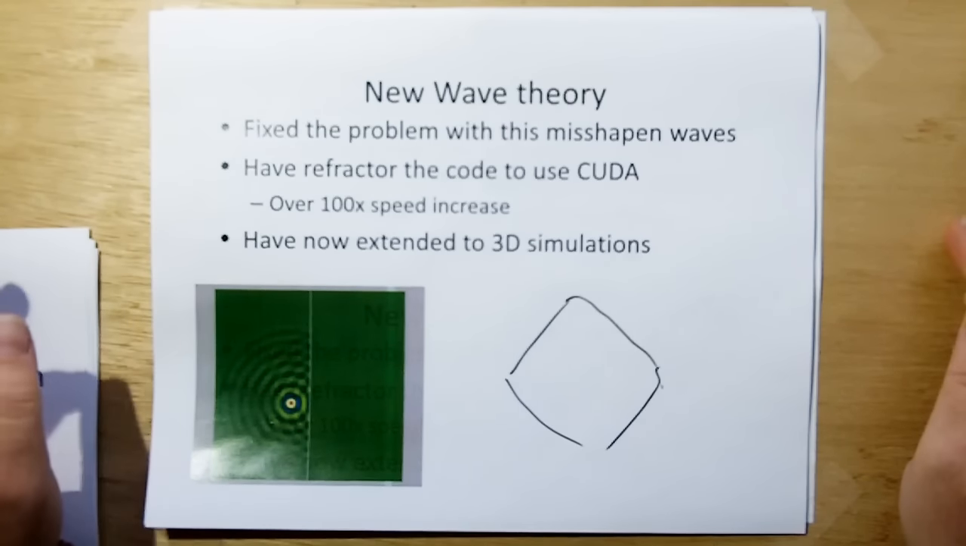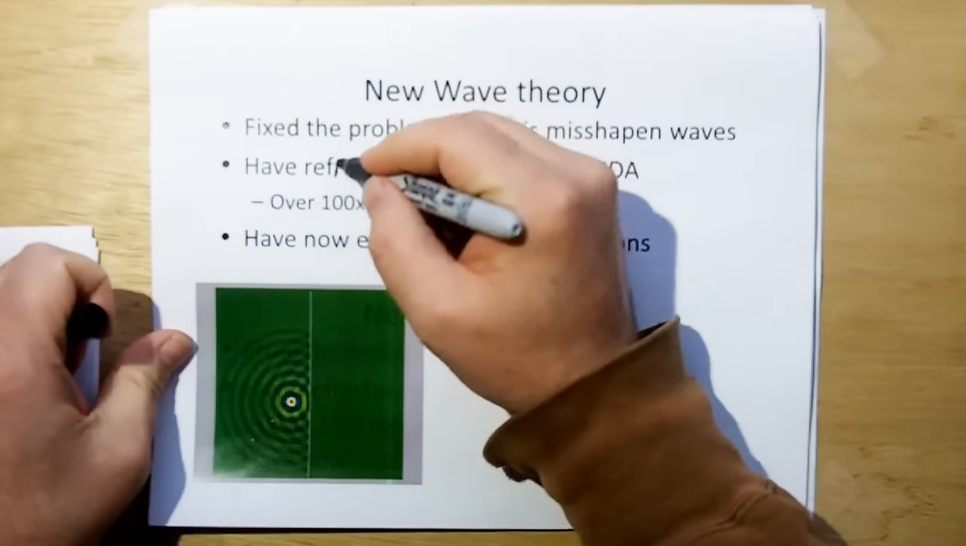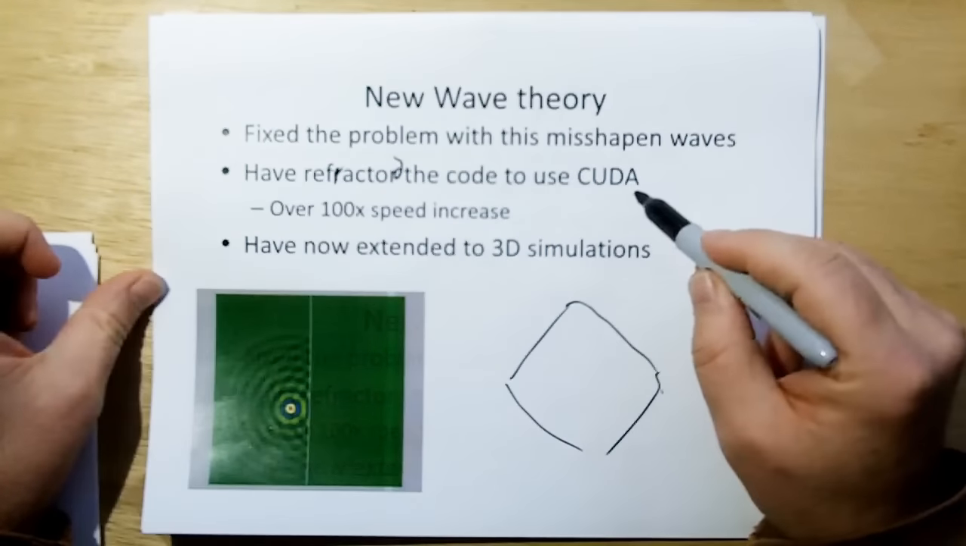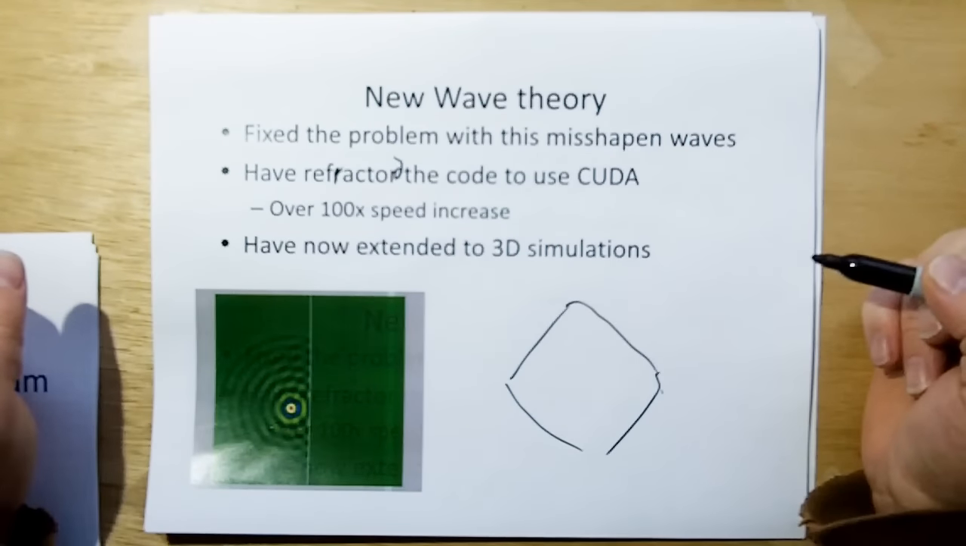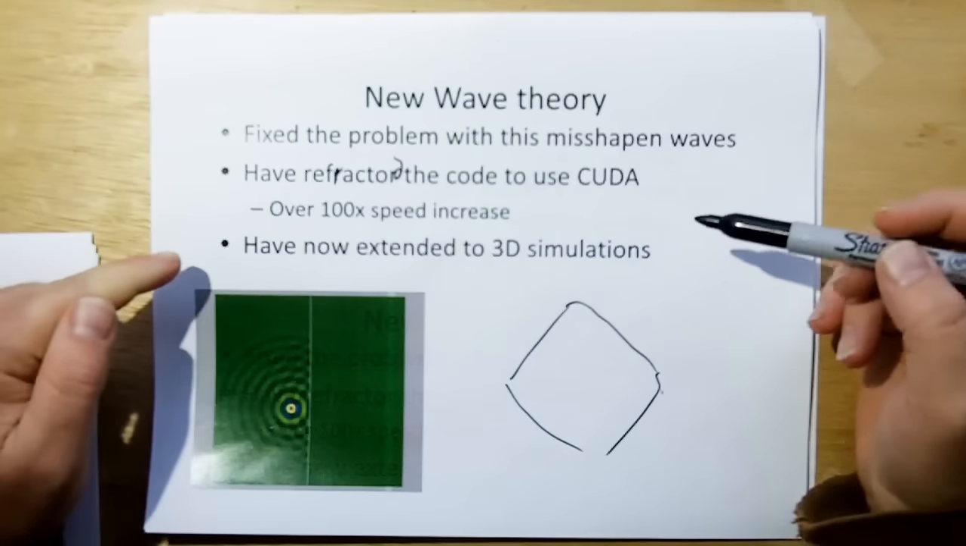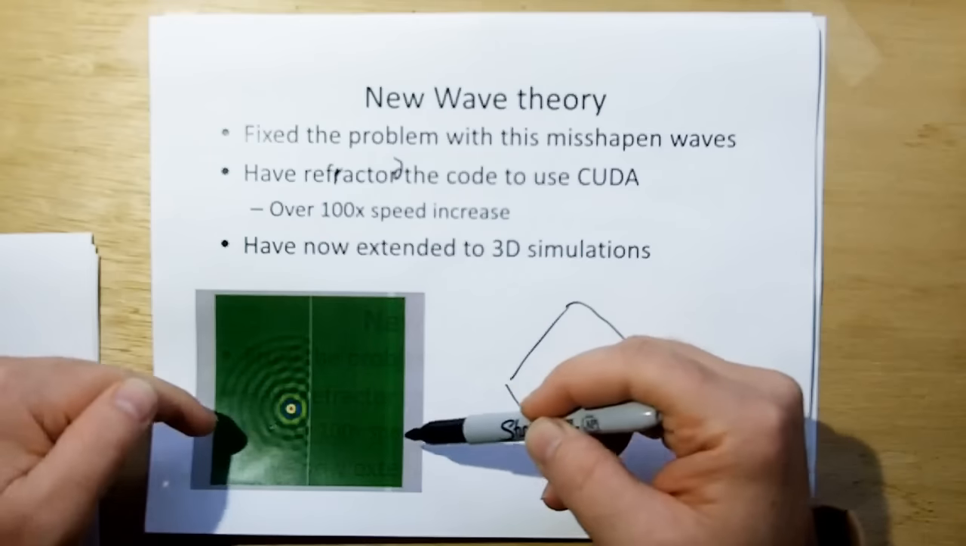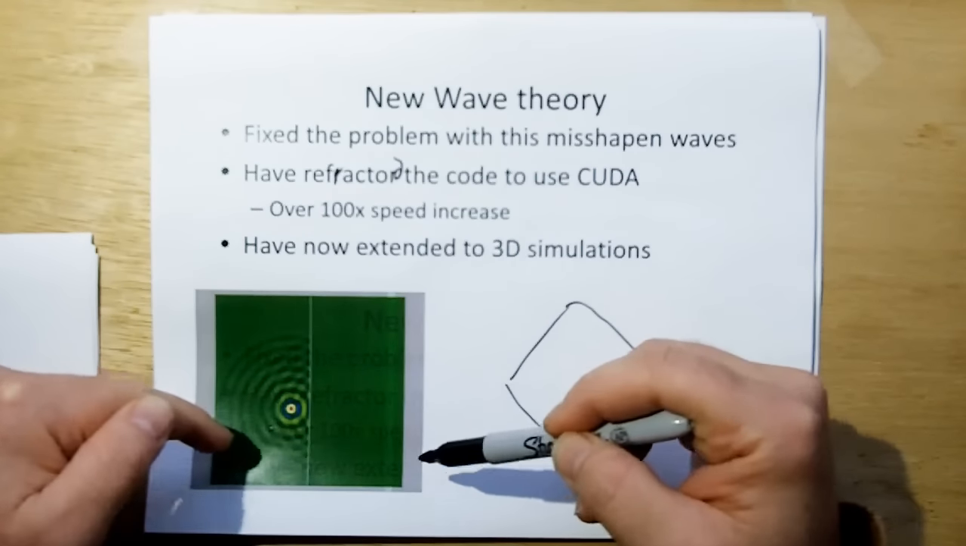And I also have refactored the code to use CUDA. CUDA is a parallel processing paradigm that uses your graphic card parallel processors to speed things up. And I've got over 100 times performance improvement. And because of that, I've extended the CUDA simulations to do 3D simulations, because obviously in the past we were just trying to get the whole thing to work with just 2D.